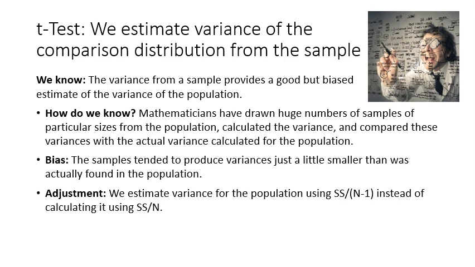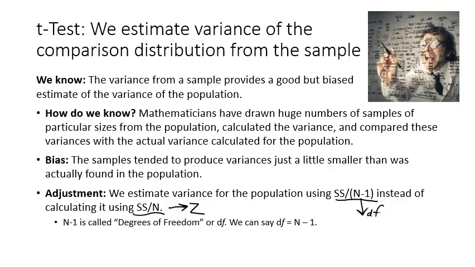Instead of calculating variance as SS divided by N, like we have been doing in the z-test, we're going to use SS divided by N minus 1. And N minus 1 we call the degrees of freedom. And it's always, at least in these initial t-tests, going to be N minus 1.